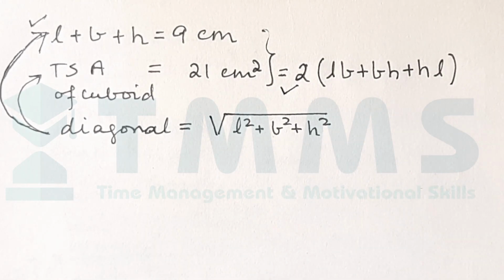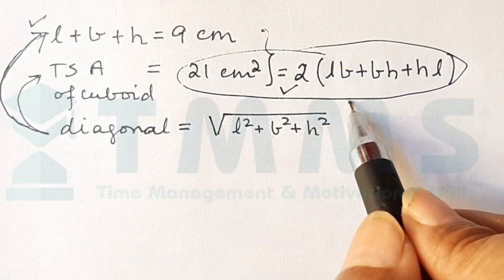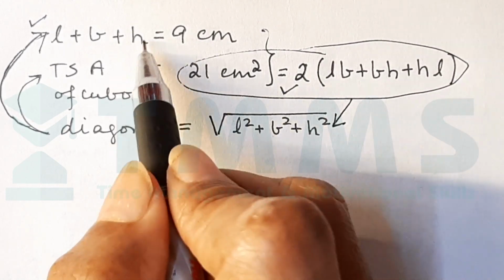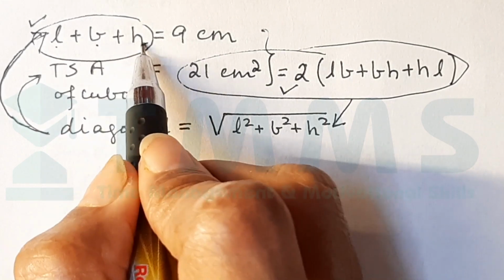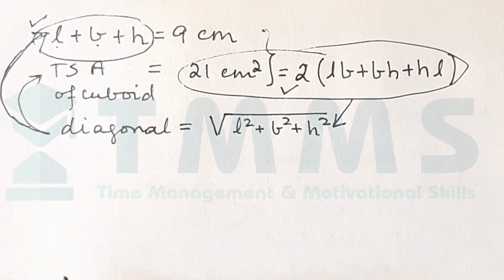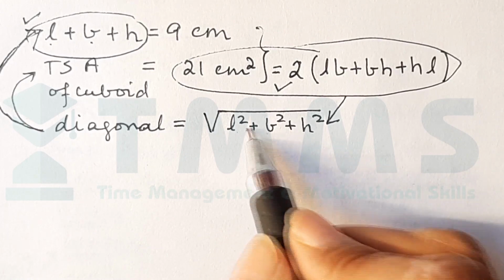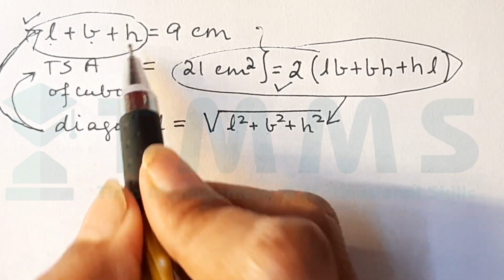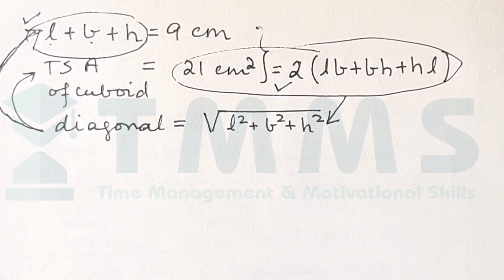Now, tip number 3, connect what is known, that is this, with what is unknown. Now, what else is known? This. So, we have L plus B plus H, which has to be linked with L square plus B square plus H square. So, how can we get the square of L plus square of B and square of H from L plus B plus H? Won't we have to square this? Tell me, isn't it?